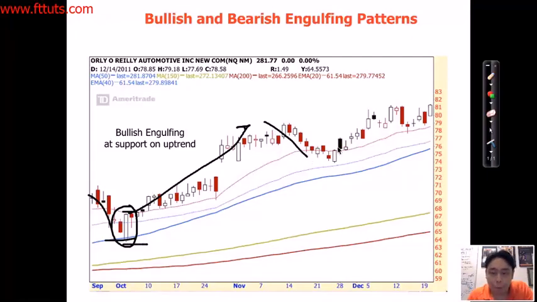Retraces back again, and boom, you have another bullish engulfing pattern. Boom, goes up again. Comes down, that's a bullish pin bar. Boom, goes up again, right? So these candlestick patterns are pretty cool.